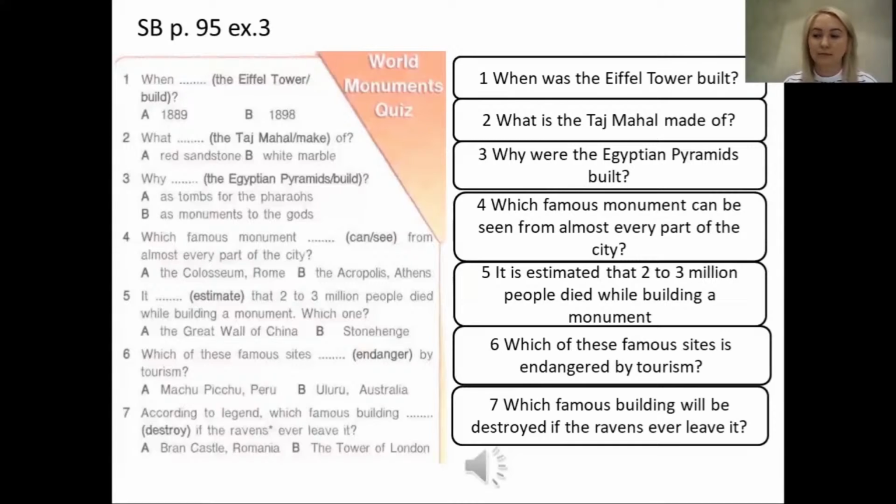According to legend, which famous building will be destroyed if the ravens ever leave it? Is it Dracula's home in Romania? What's the name of it? Bran Castle? Not Bran Castle. Do you know the answer, Tony? Yes, it's the Tower of London. Correct answer, Tony. That means this round ends in a tie. Let's see who's going to win the next round. We'll be right back after a short commercial break.